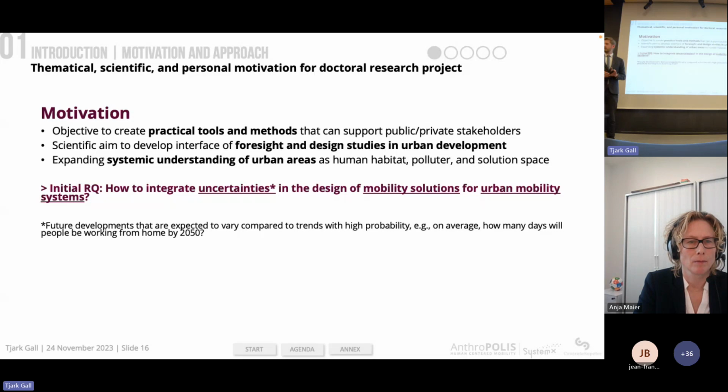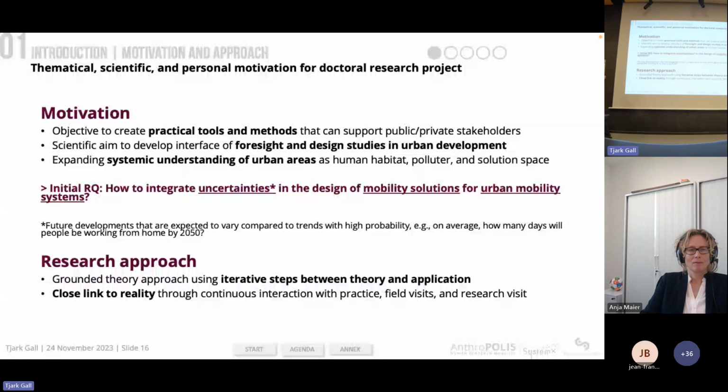Uncertainties is another word which will be used throughout, and it refers primarily to everything in the future which we do not know. So we talk about trends, which are things which we assume to happen. So for example, the population growth. Uncertainties are things which we do not know in which way they will develop, but which will have a significant impact.